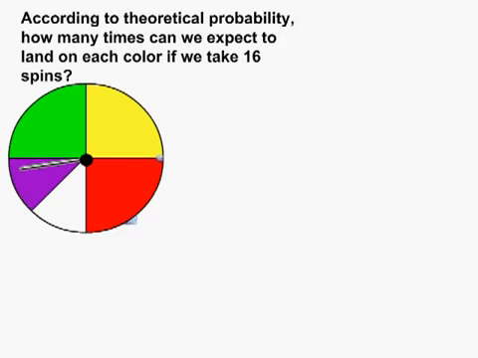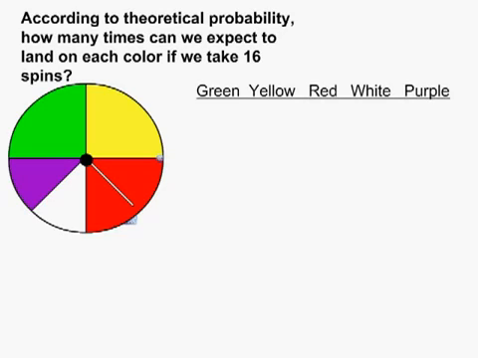In this problem, we are trying to determine if we are to spin the spinner 16 times, how many times can we expect the spinner to land on each of the 5 given colors according to theoretical probability? Well, let's examine the green, yellow, and red sections because they are equal in size. We can clearly see that each of these 3 colors occupies 1/4 of the space of the entire spinner.